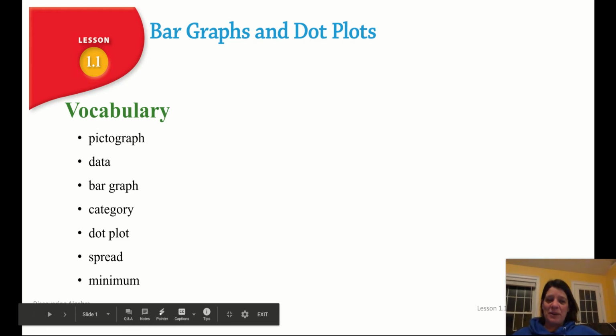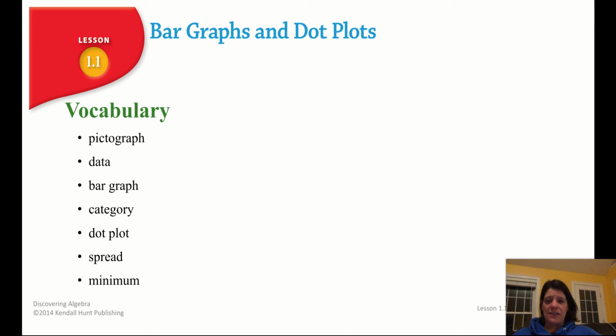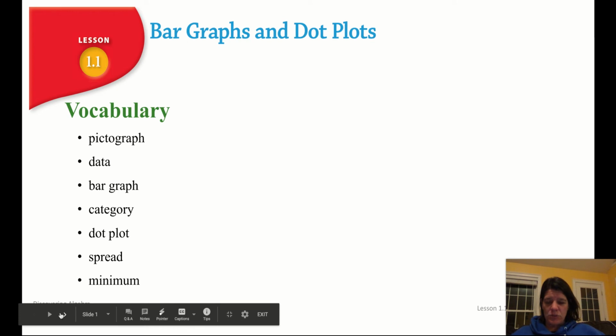Chapter 1 is about graphs and data, graphing of data, and calculating statistics and how we can interpret all of that. So we'll start with 1.1, which is bar graphs and dot plots. Here's some vocab that you will be introduced to and need to know.